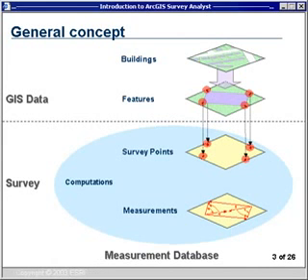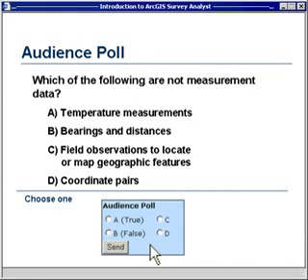So this is what Survey Analyst, this is the general concept. We have a feature layer, we have features that have coordinate locations, we introduce measurements into a database, perform survey computations to identify points, and then we link GIS features. This allows us to very accurately improve the quality of our GIS data.